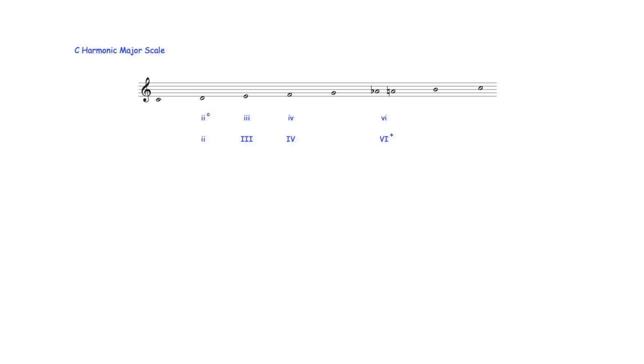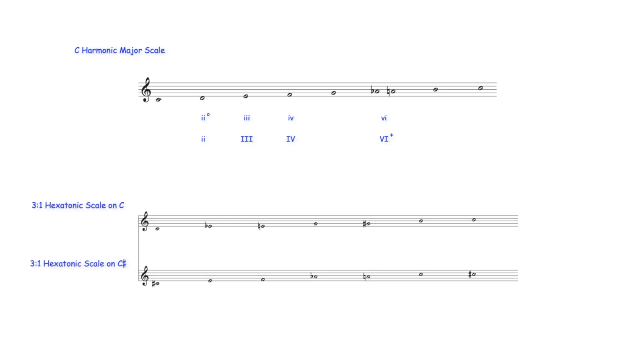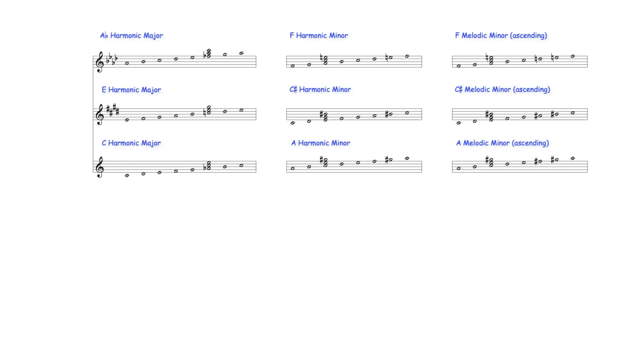C harmonic major's A flat augmented triad may be used as a pivot chord into the 3-1 hexatonic scales beginning on C and C sharp, as well as into the following harmonic major and their relative minor scales, which may use either their harmonic or melodic forms. The root notes of the major keys are the same as the notes of the augmented triad which they contain, while the root notes of their relative minor keys form an F augmented triad.